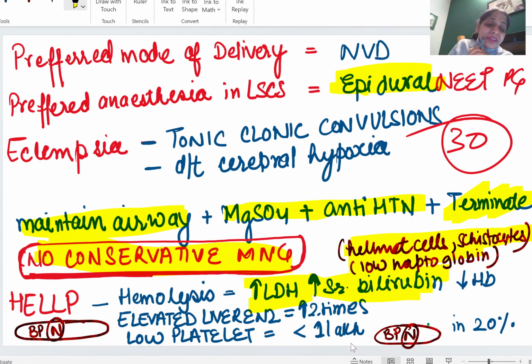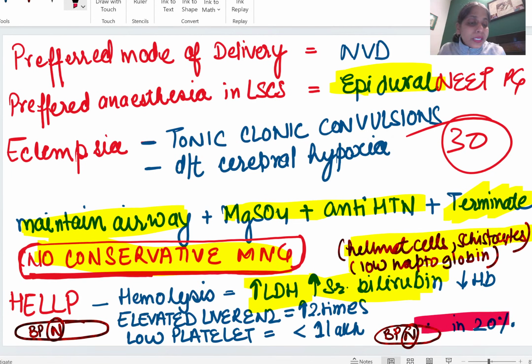Yes, Dr. Isra, liver enzymes, they get double. You have to just remember one more thing, that in 20% of cases, the BP is normal. This was asked in NEET PG, that in HELP BP is normal. They have given hemolysis, LDH increased, elevated liver enzyme, platelet less than 1 lakh, but they have written that BP was 110 and 70. So BP is normal in HELP in 20% of cases.